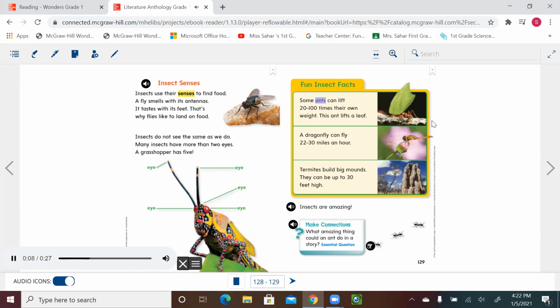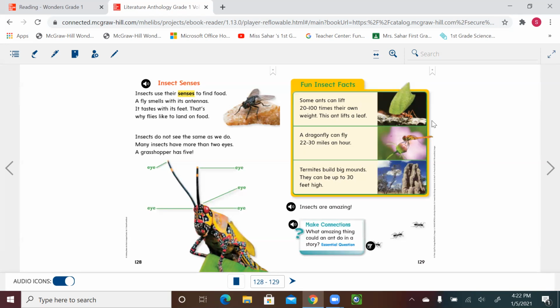Some ants can lift 20 to 100 times their own weight. This ant lifts a leaf. A dragonfly can fly 22 to 30 miles an hour. Termites build big mounds. They can be up to 30 feet high.